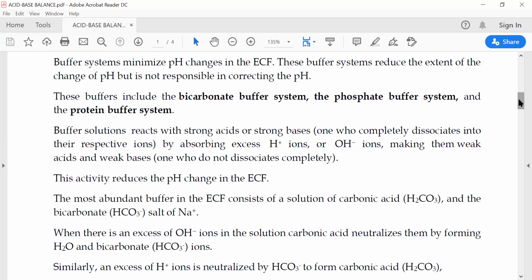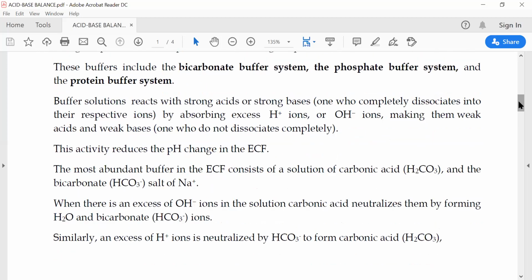They will dissociate very, very slowly as compared to your strong acid. Similar is your weak base. What is a weak base? Weak bases are those which dissociate very slowly, or do not completely dissociate into their respective ions. Now we have two very important buffers in our extracellular fluid.